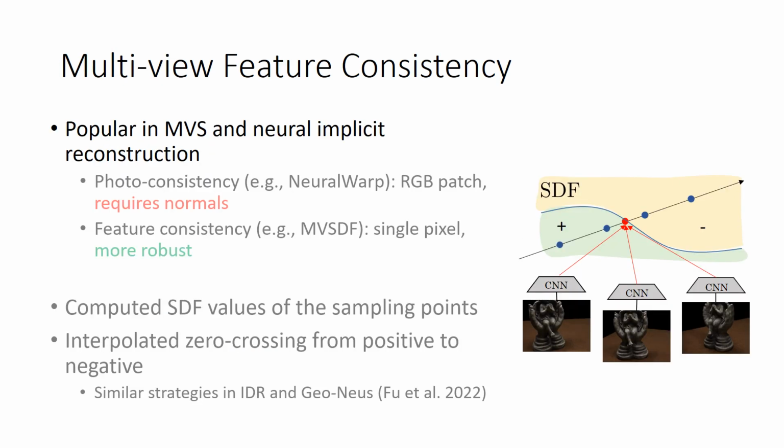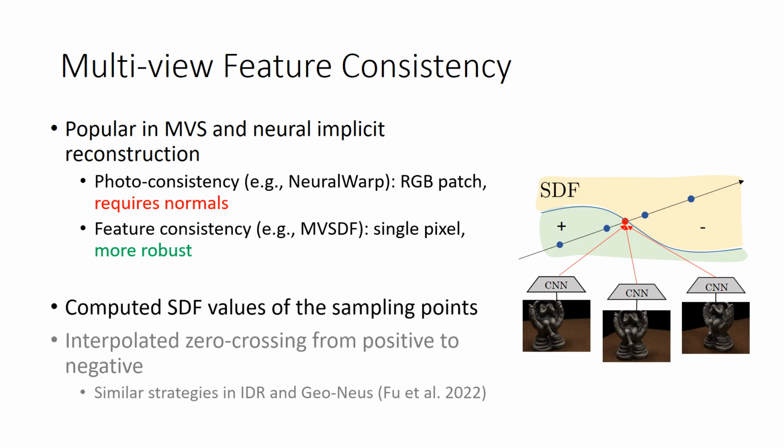Guiding geometry reconstruction with multi-view photometric or feature consistency is popular in MVS and implicit reconstructions. Typically, photometric consistency approaches comparing the photometric distance across image patches require the surface normals to compute homography, while feature consistency methods match only a single pixel between the feature maps, and the high-level deep feature representation is considered more robust against noise. Therefore, similar to MVSDF, we apply feature consistency to constrain our reconstruction.